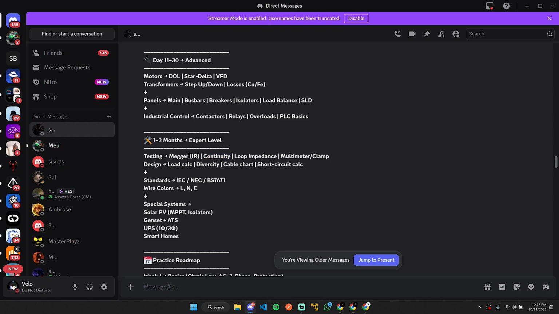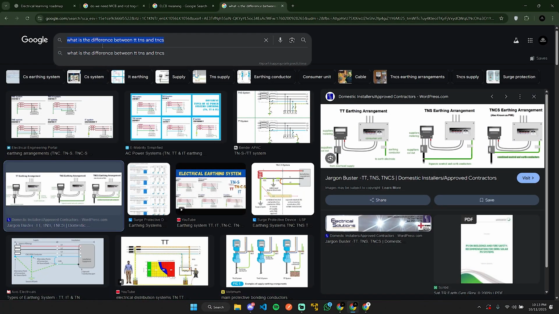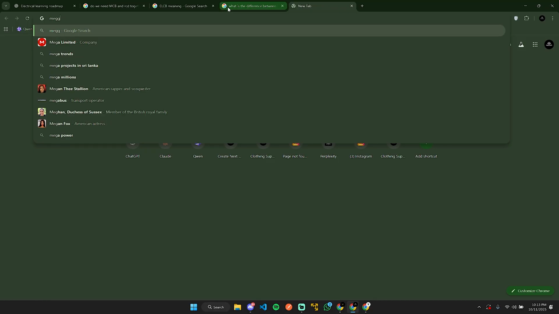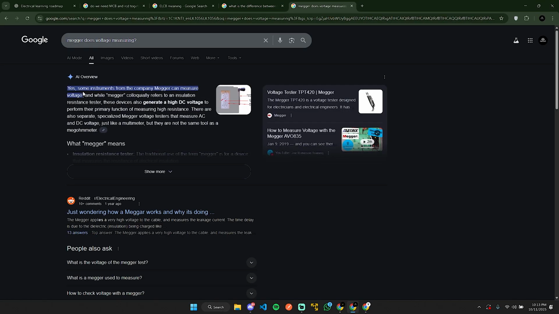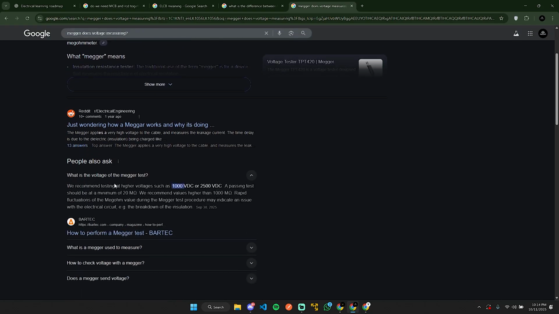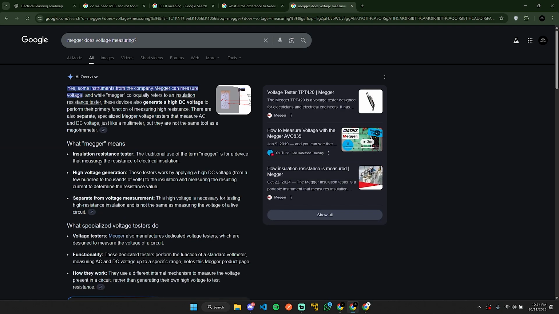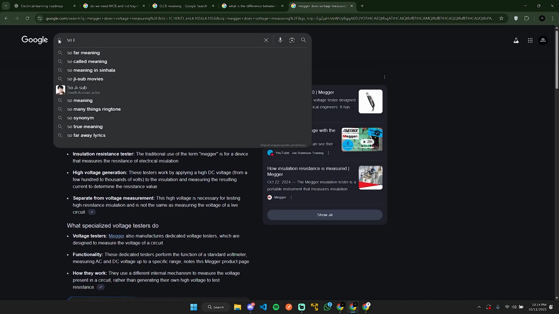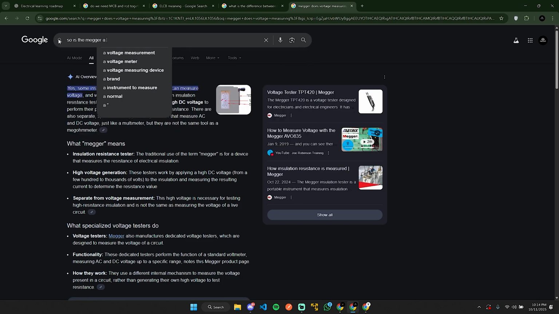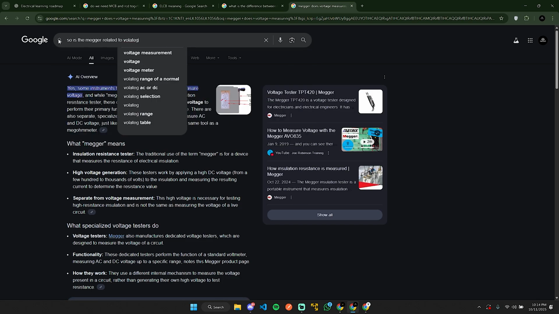Megger, continuity. So is a megger basically voltage measuring? Because V equals IR, right? A megger applies a very high voltage to the cable and measures the leakage current. Right, okay. So is the megger related to voltage?